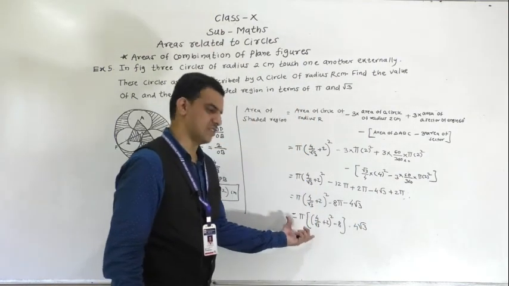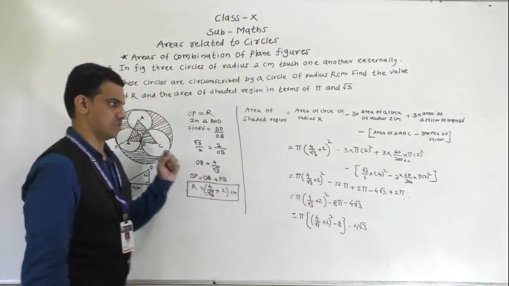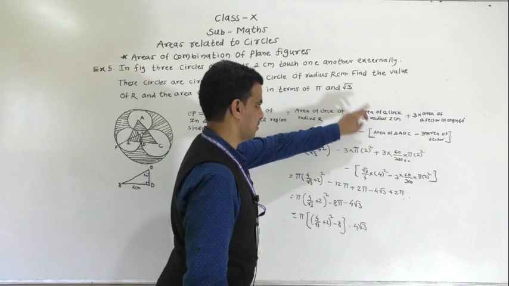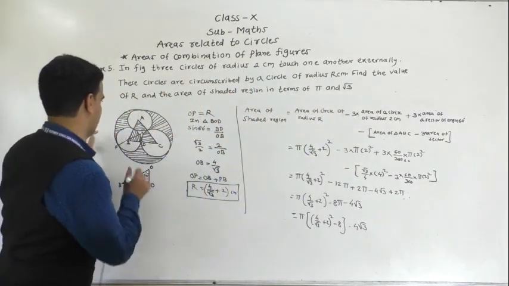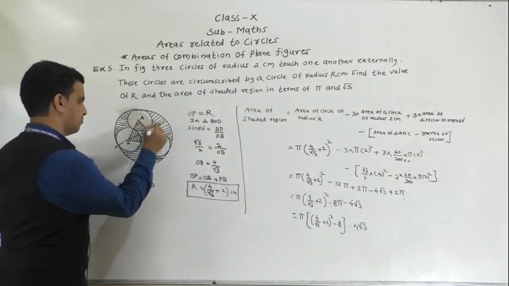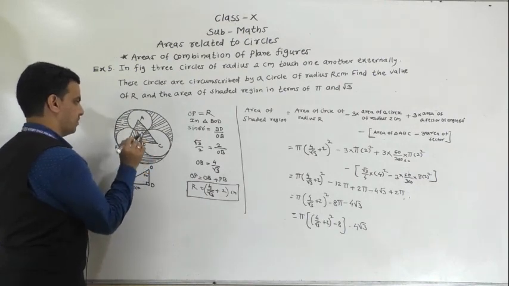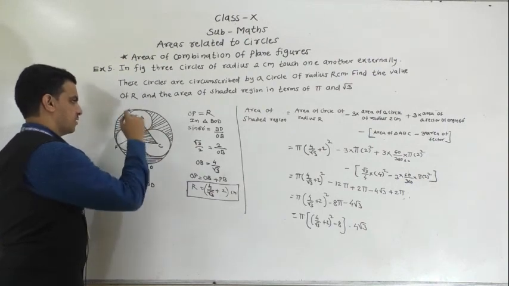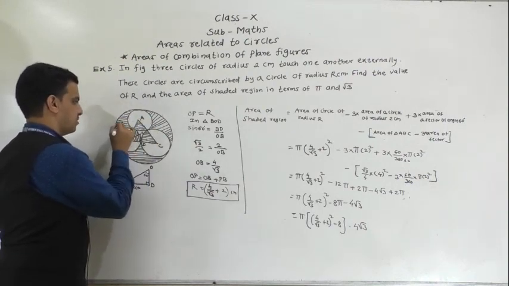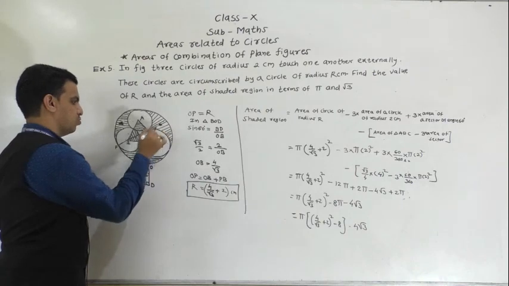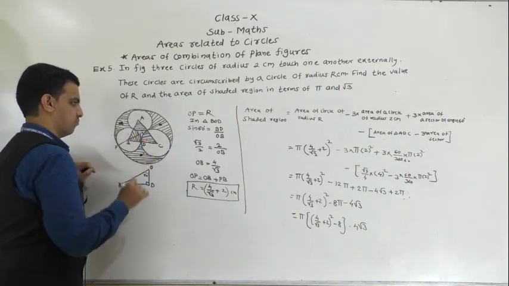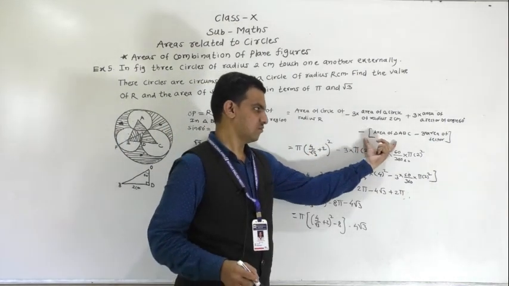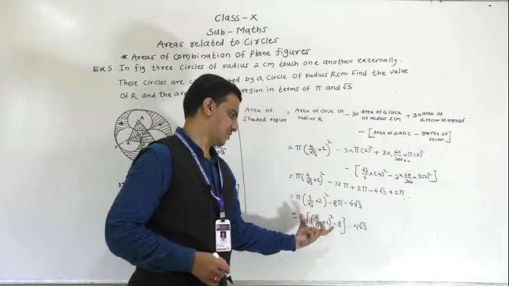So this is the area of the shaded region. Why did we take this formula? Because we want only this area, the shaded region. So when we subtract the area of these three small circles from the big circle, we will get these four areas, 1, 2, 3 and the middle area, but we don't want this middle area, so we have to subtract this middle area. And we will get the answer this way.